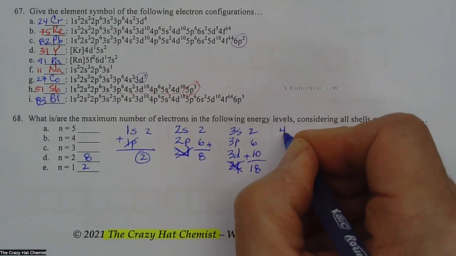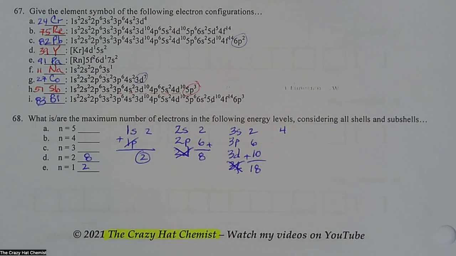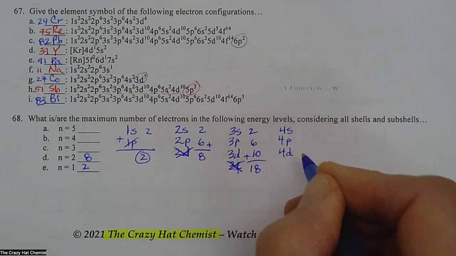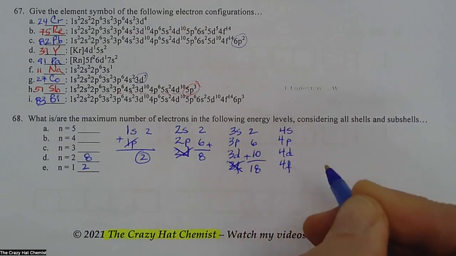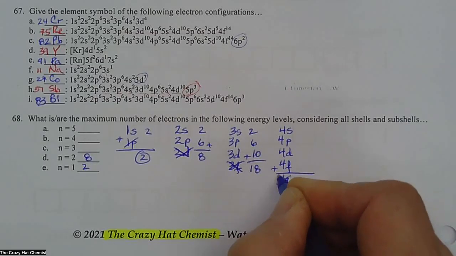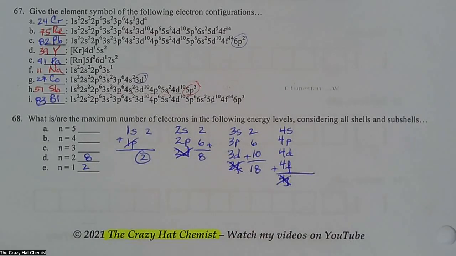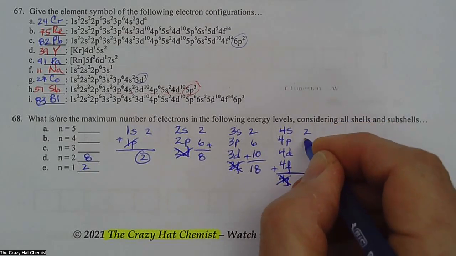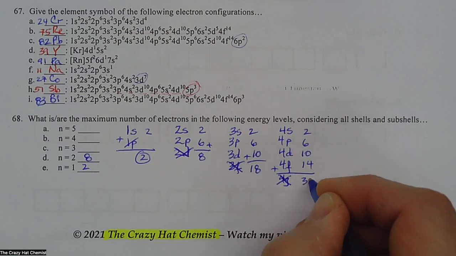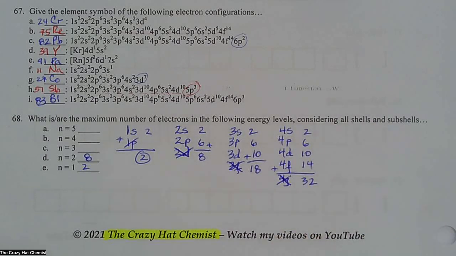Okay, the 4s. Is there a 4s? Yes, there is. Is there a 4p? Yes. Is there a 4d? Yes. Is there a 4f? Most certainly, yes, but there is no 4g. This is really important that you understand this part. We're going to do 2, 6, 10, and 14, and add those numbers up. That's 32, just like that.